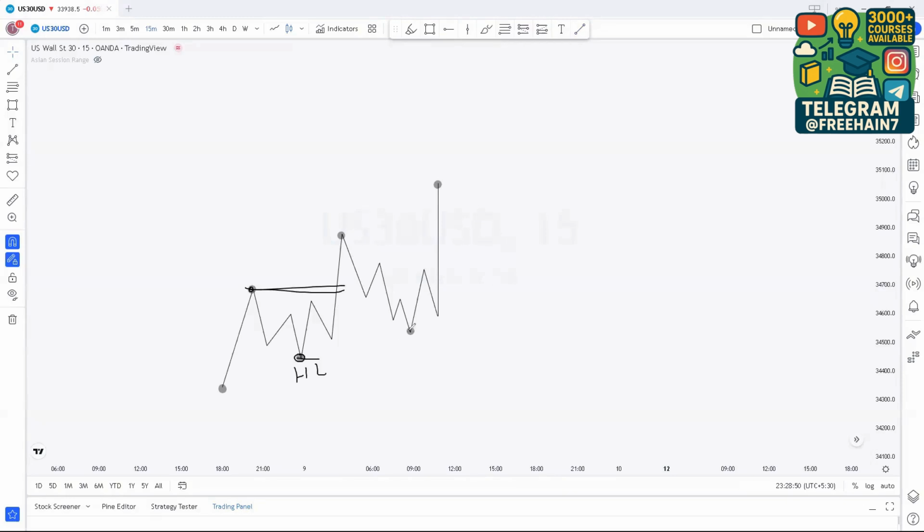Once again, this is the lowest the market went before breaking it. So this point made the lowest point, which is this, before breaking it. So this will be the higher low. This won't be the higher low, right? Because the lowest point will be the higher low. Okay. And the lowest point will obviously be the higher low.